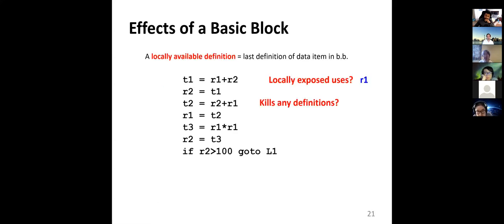So does it kill any definitions? For example, any other definitions of T2 would be killed by this statement, okay? Because it overrides T2. What kind of locally available definitions do we have at the end of these blocks?